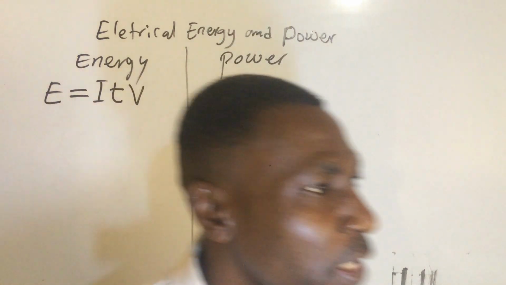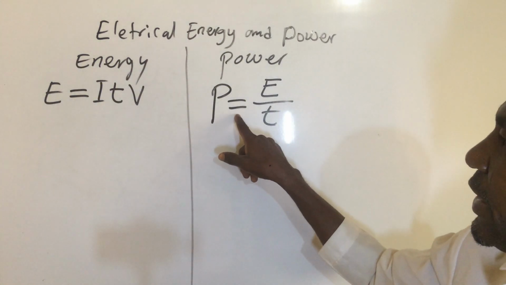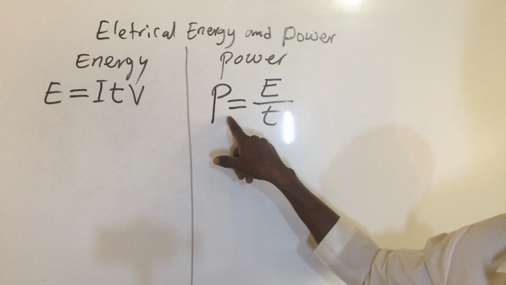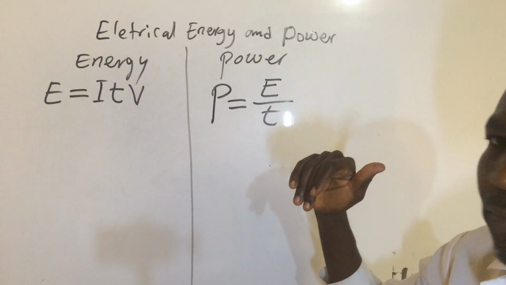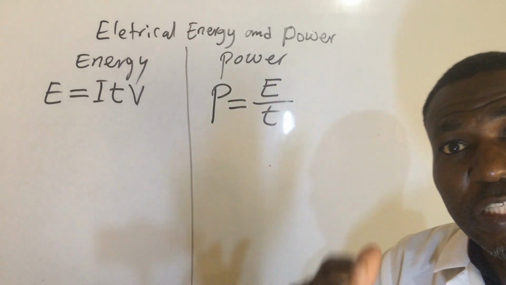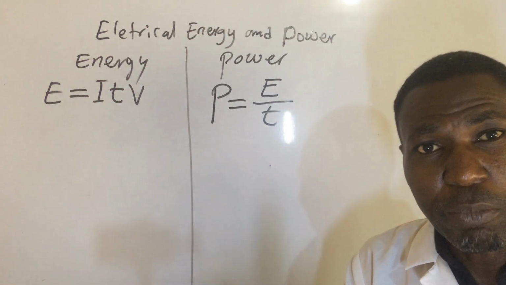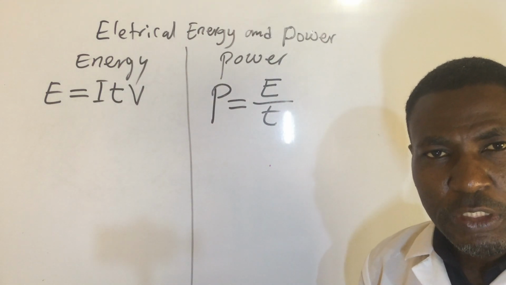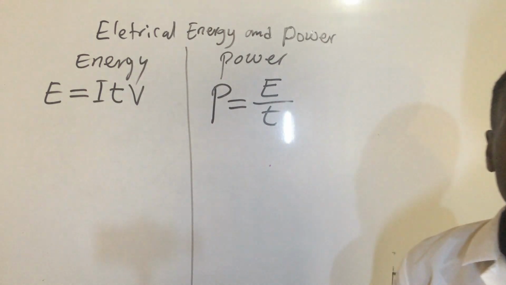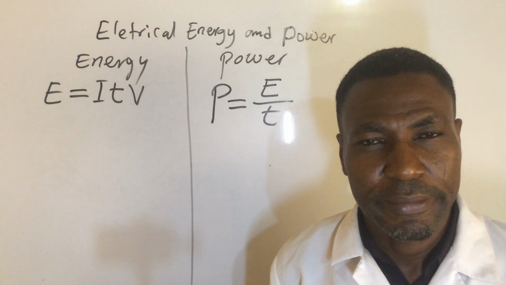Let me explain. It is the rate at which energy is consumed to do a particular work, that is, energy over the time taken to do the work, right? The same thing applies to the electrical grinder.